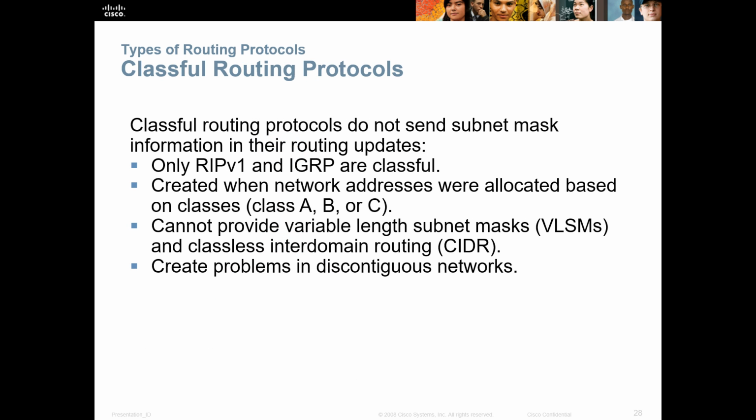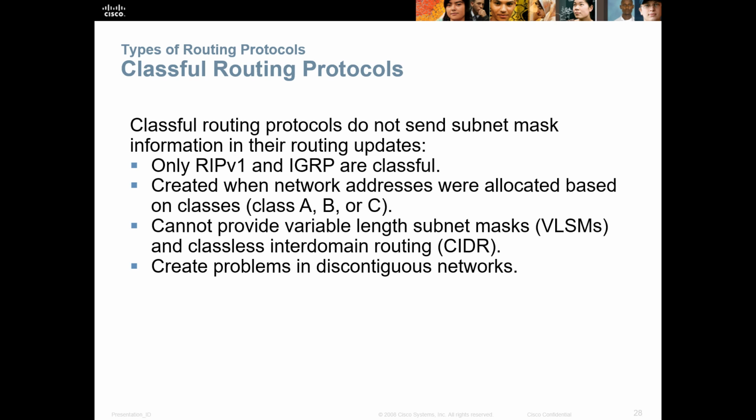So classful routing protocols deal with classful networking. That's going to be RIP version 1 and IGRP, because they are the only ones concerned with the classes: class A, class B, class C. They cannot use classless, and they cannot use variable length subnetting.